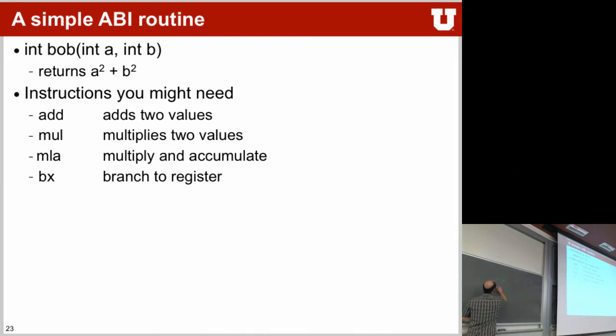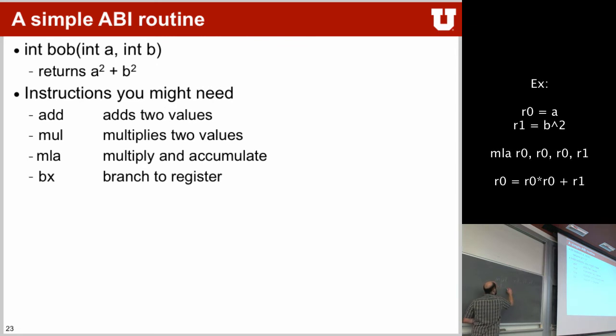And then you do an MLA. Oh gosh, what's the notation? It's R0, R0, R0, R1. What's next? What will this do? Exactly, store it in R0.